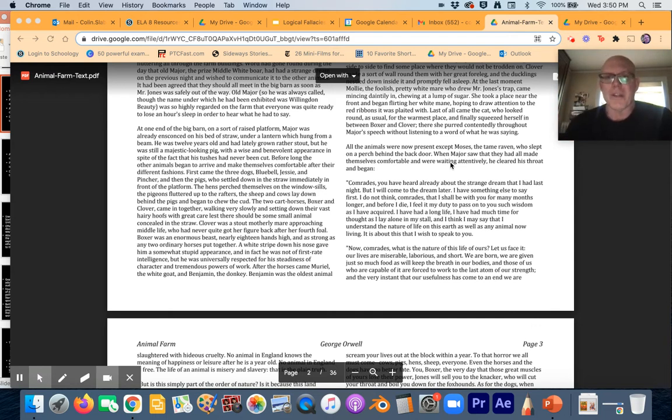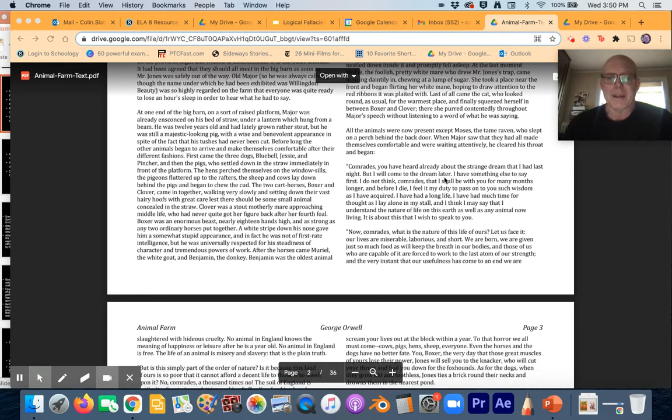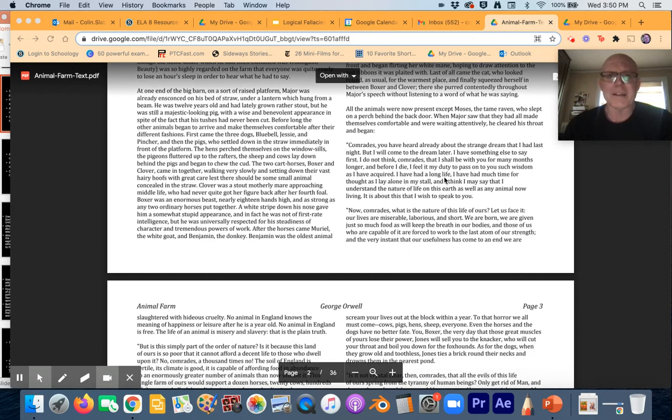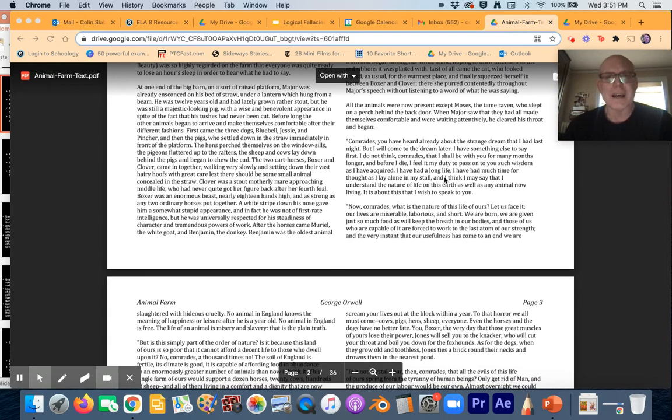When Major saw that they had all made themselves comfortable and were waiting attentively, he cleared his throat and began. "Comrades, you have heard already about the strange dream that I had last night, but I will come to the dream later. I have something else to say first. I do not think, comrades, that I shall be with you for many months longer, and before I die, I feel it my duty to pass on to you such wisdom as I have acquired."